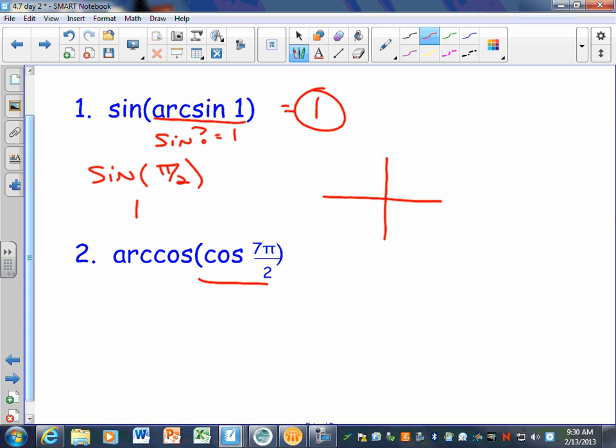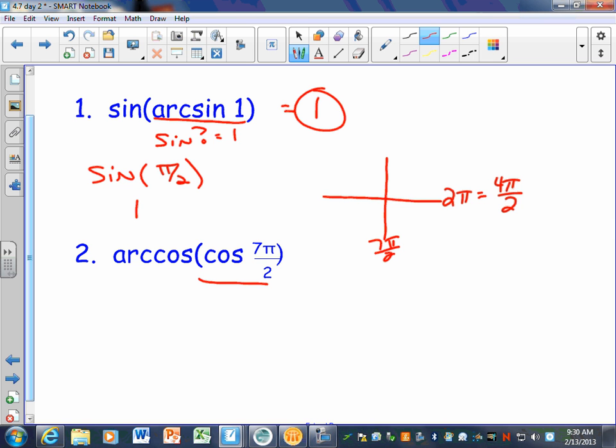7 pi halves. That's bigger than 2 pi, right? 2 pi would be how many halves? 4 pi halves, right? So normally I'm like 0, pi halves, pi, 3 pi halves. If I count this as 4 pi halves, could I count this as 5 pi halves, 6 pi halves, 7 pi halves? So do you agree that 7 pi halves is down here?